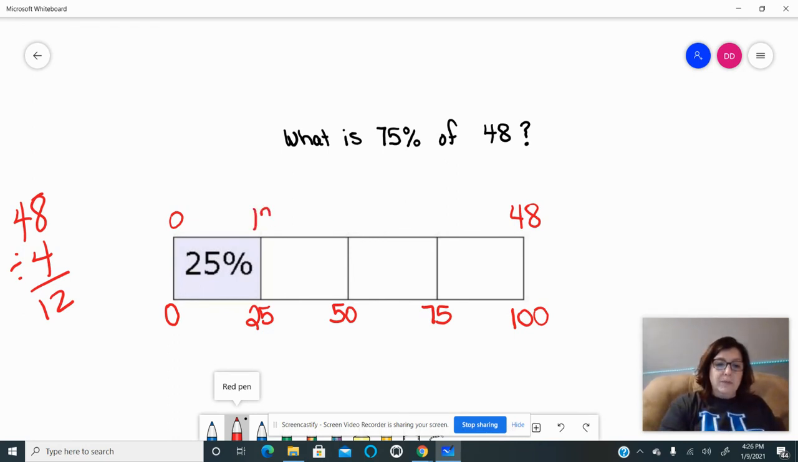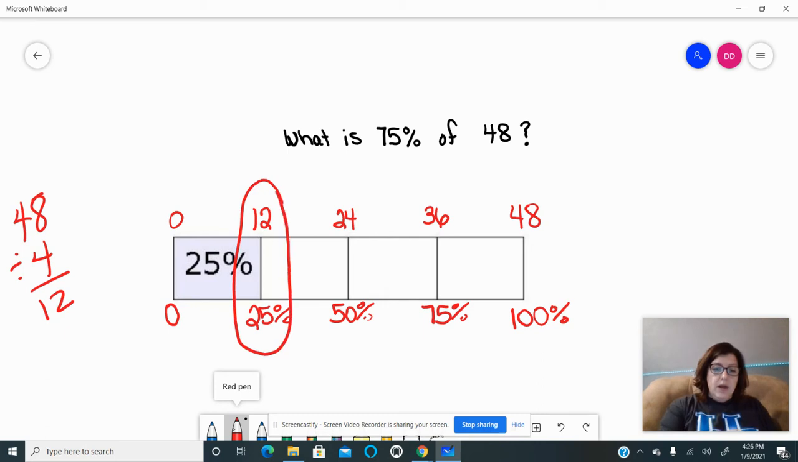Here's 12. Then another 12 would make this 24. Plus another 12 is 36. And finally 48. So since the bottom represents percents, and I forgot to put my percent symbols on there, if I want to find 75% of 48, I would just look right here, and I'd see 25% is 12.